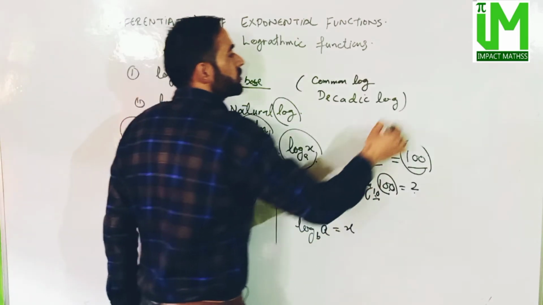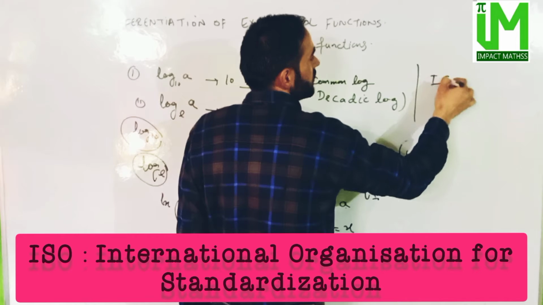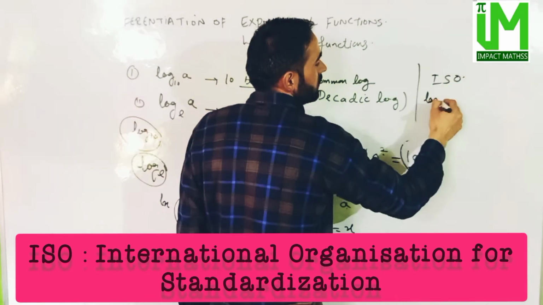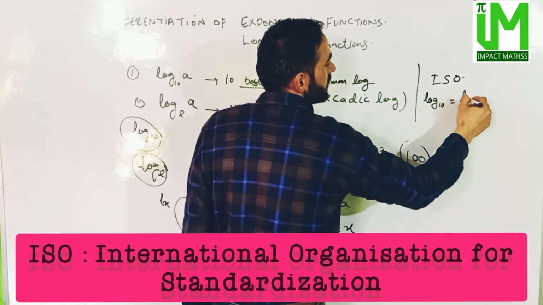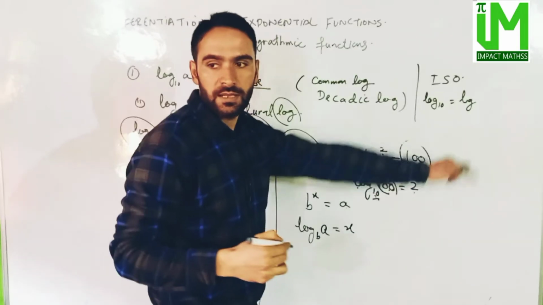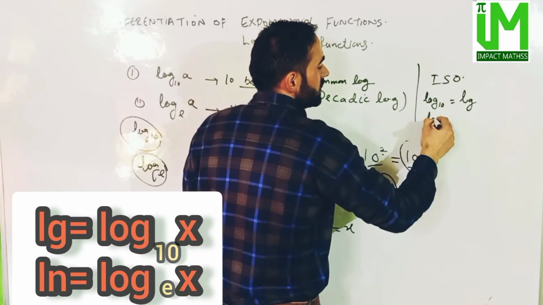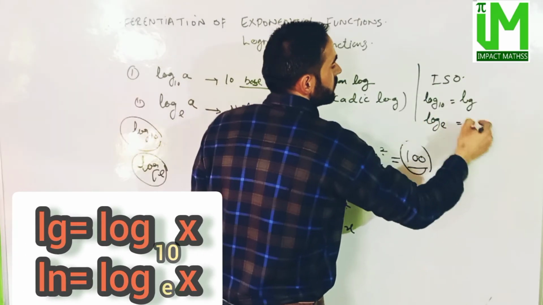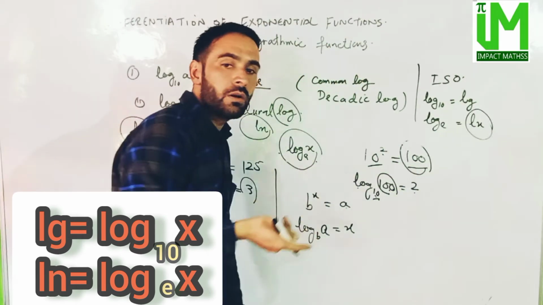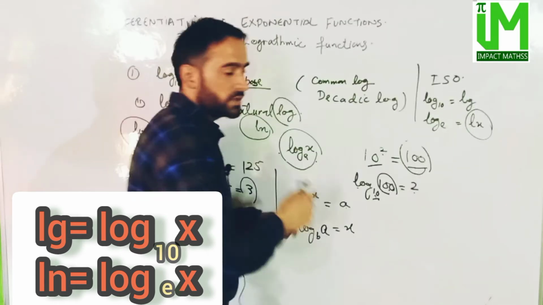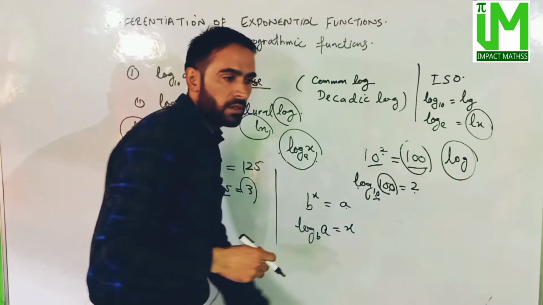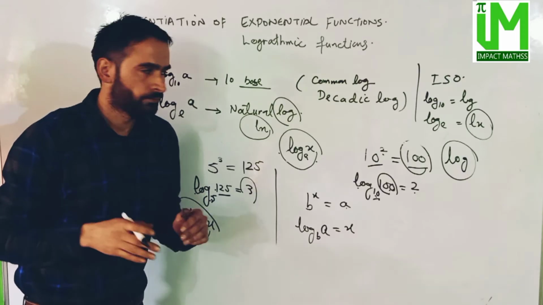Even the ISO recommendation is that log to the base 10 is denoted by lg, and log to the base e is denoted by ln. But here we consider the natural log as log. Mostly, log is considered as the natural log. Understood?